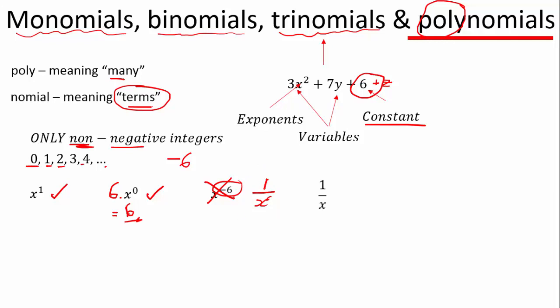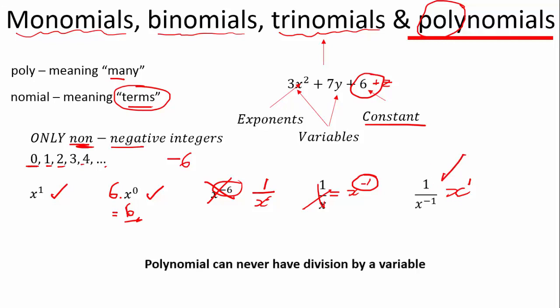a variable. So for here, 1 over x, this is the same as x to the power of negative 1. There is a negative integer. It can't be a polynomial. What about 1 over x to the negative 1? Remember that 1 over x to the negative 1 is the same as x over 1, I mean x to the power of 1. So this is, in fact, a polynomial. So polynomials can never have division by a variable.